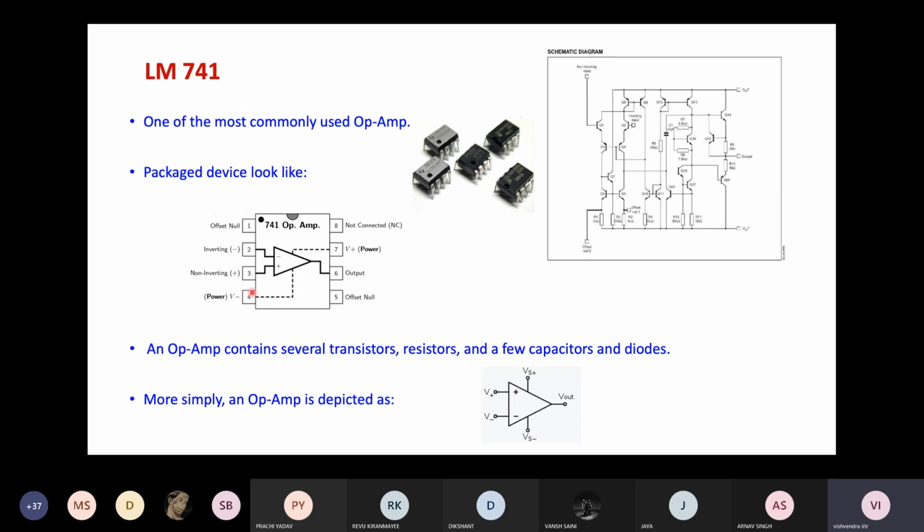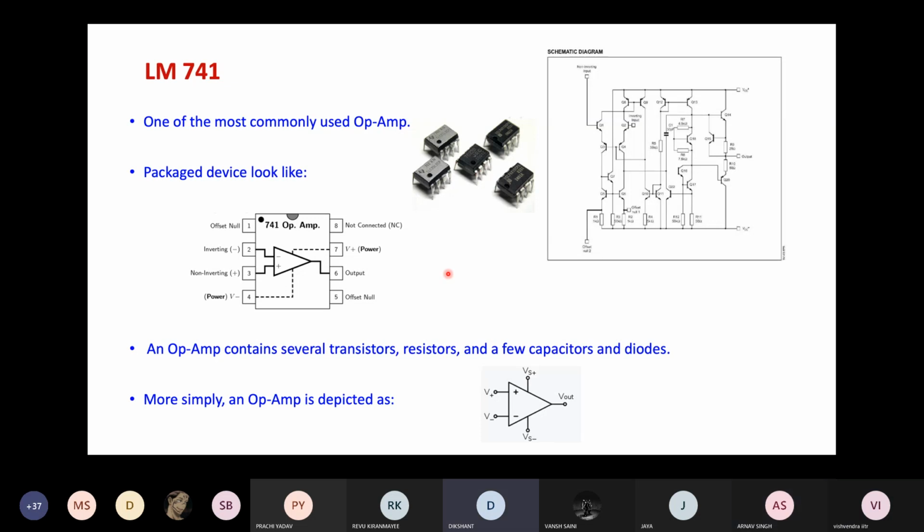And the 2 other pins, pin number 7 and 4, are the DC supply pins. So we generally put a DC supply there and just leave it. We don't think much about it. And pin number 1 is a special pin which tries to ensure that the offset voltage, or the voltage difference between pin number 2 and 3, is 0. It's null. Okay. Any question on this right now?